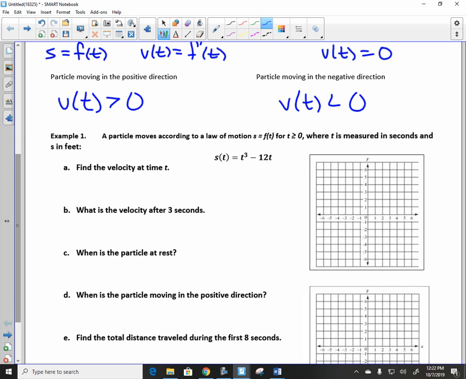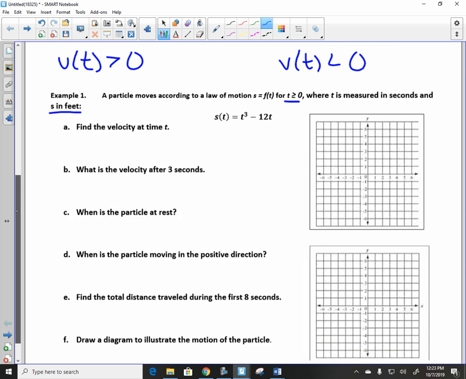A particle moves according to the law of motion s equals f of t for t greater than or equal to 0. What does that mean, t greater than or equal to 0? What do you think t is referring to? Time. Does it make sense that time is going to be greater than or equal to 0? Sometimes people worry when you have a domain restriction like that. It's just making sense that we're talking about greater than or equal to 0. We're going to graph both parts of it, but we'll only be talking about the positive portion. t is measured in seconds, and s is measured in feet.